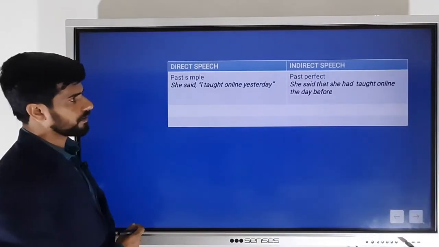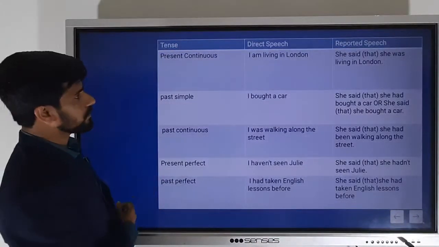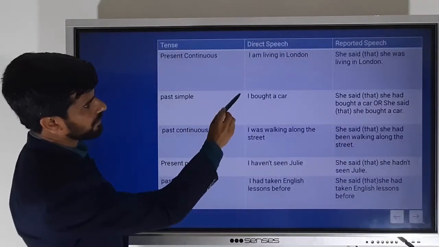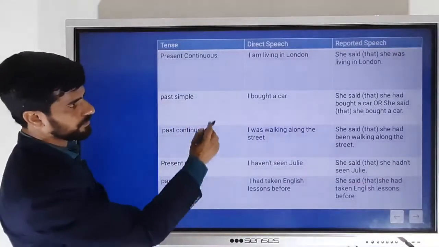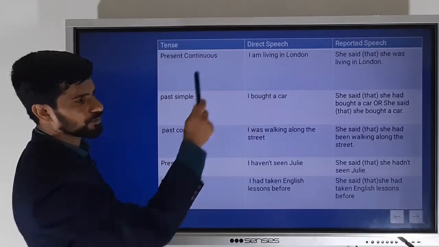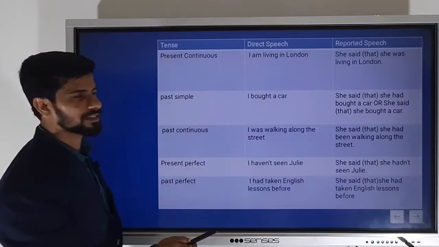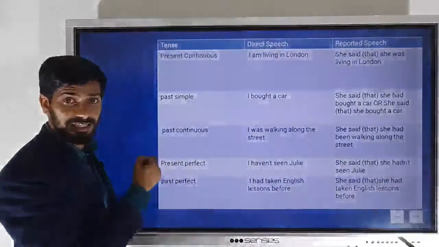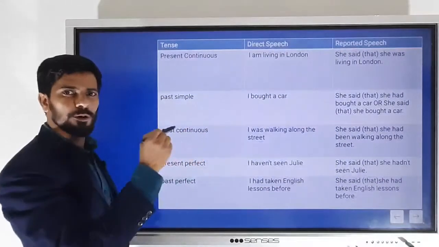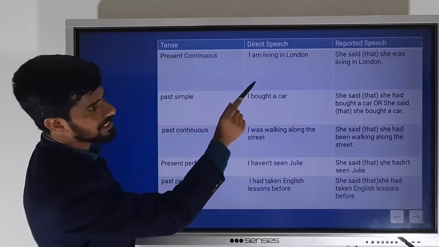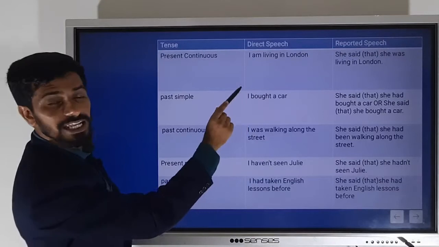Okay, then what are the other tenses? You can see with examples what happens in present continuous when you convert into reported speech, what changes take place. If it is present continuous, what will happen? As you learned earlier, it will automatically become past continuous, right? I am living in London. She said that she was living in London.